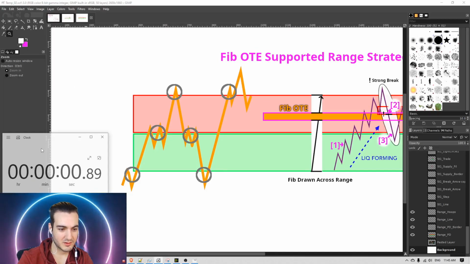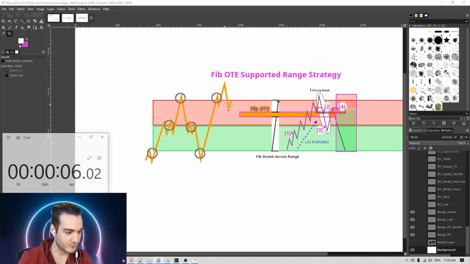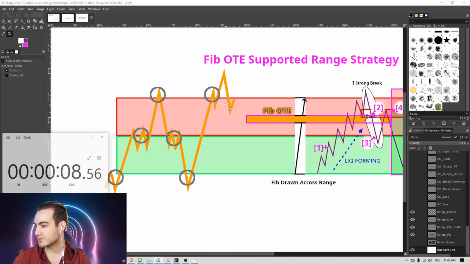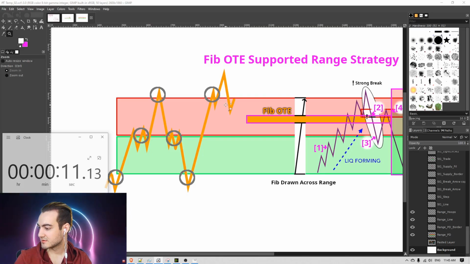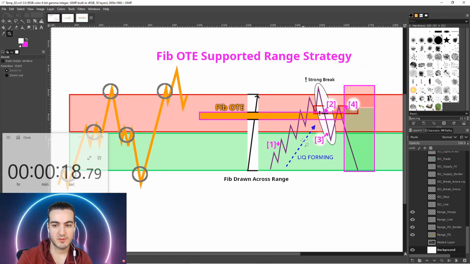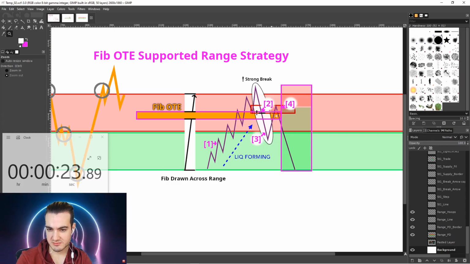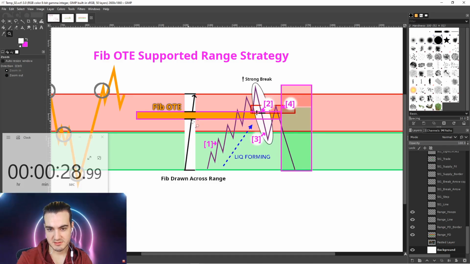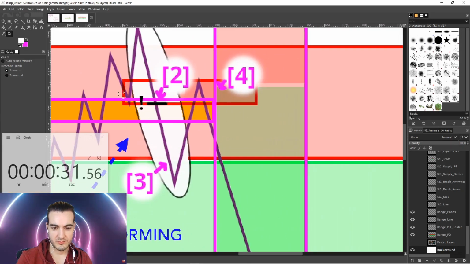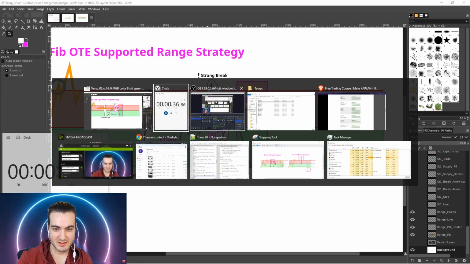Okay, we are recording. And we're going to pick up where we left off yesterday. We only got through 2 out of the 6 trading strategies that he lays out once you identify a range. So we left off on the fib OTE supported range strategy, drawing the fib, which would be 0.7, 0.8, you know, waiting for the break. I don't need to go over it again. Okay, so let's hop back over.